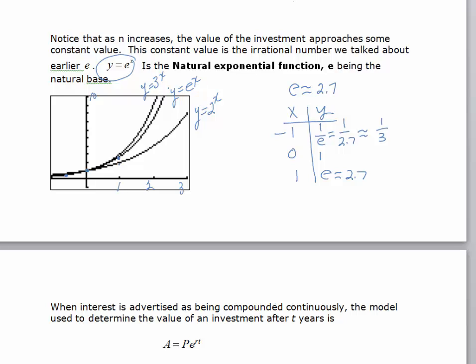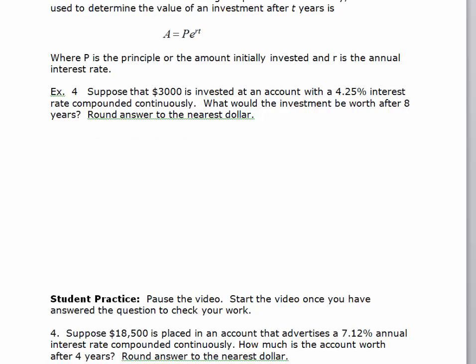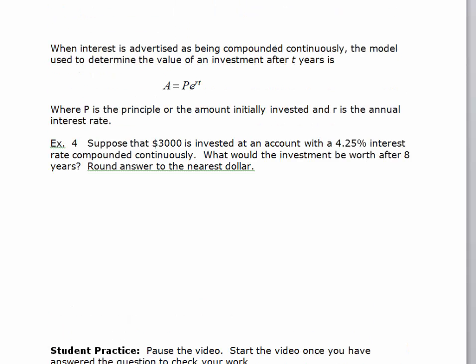So y equals e to the x is an exponential function that really falls between 2 to the x and 3 to the x, although closer to 3 to the x. So it is possible to graph the natural exponential function just as you graphed other exponential functions. You're just approximating. All right, so let's move on and use what is called the continually compounding interest formula. The model is A equals P e to the rt, and we're not going to prove where this one comes from. It's a little more advanced than this class, but let's learn how to use it.